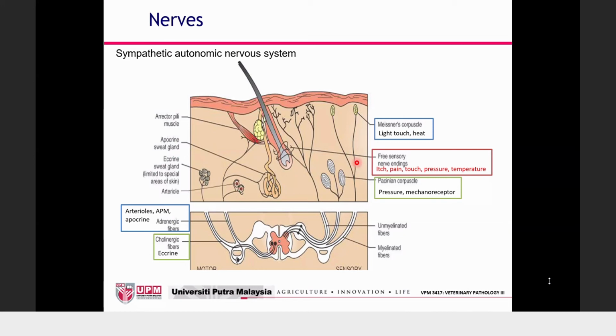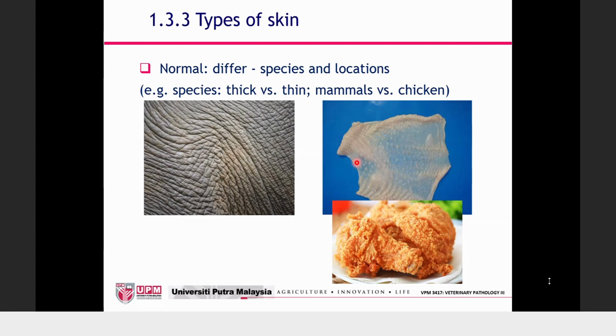Really skin defect. Remember I mentioned there are different types of skin, the thin skin, the thick skin. So this type of skin is normal sometimes in animals, but depending on the species and location. So what do I mean by this? If you're looking at the species, can you identify what animal this skin is from? The left hand side.